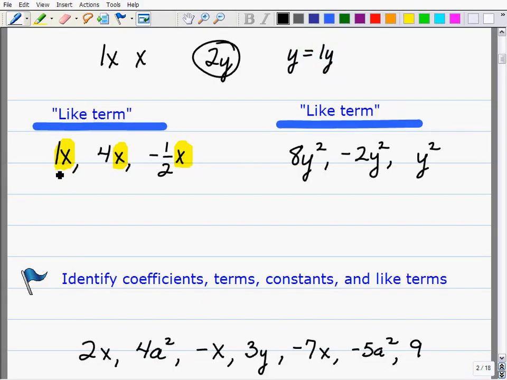So these are all terms. Now notice they all have x's in them. So if you say, well, they all have x's, they're all terms with x's, that makes them a like term. Well, if you said that, you would be half correct.